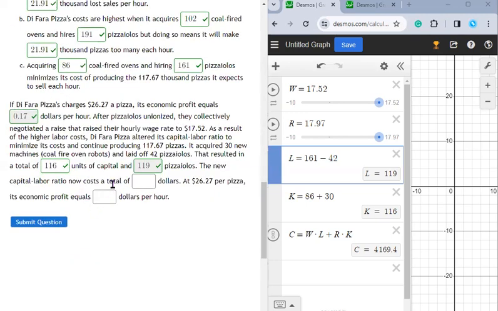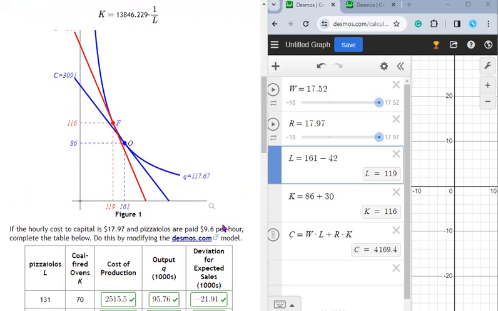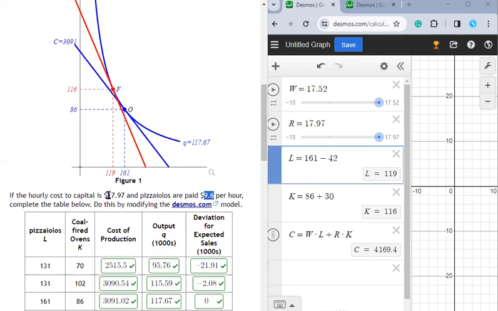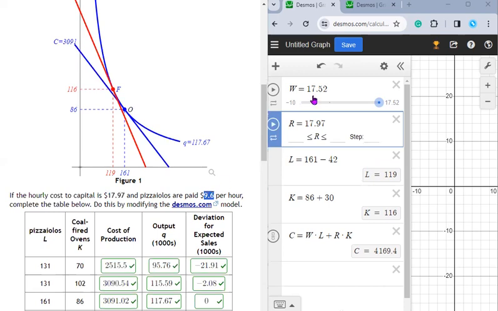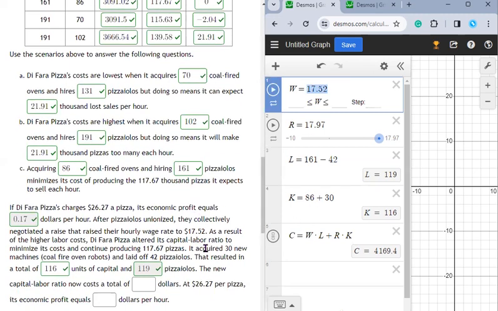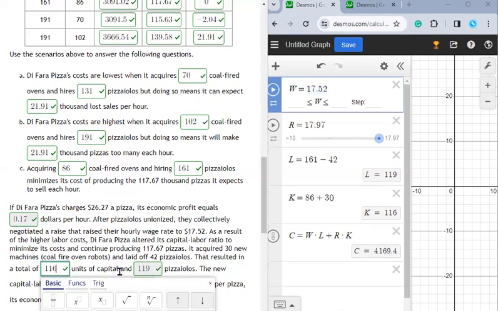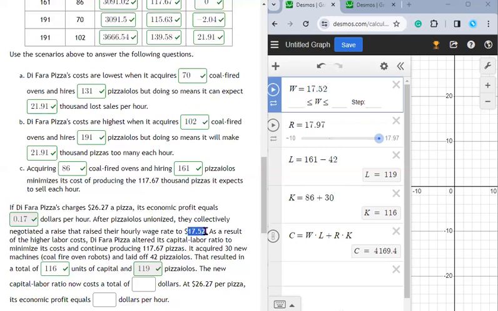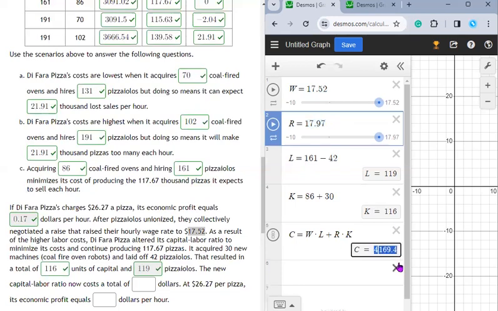The new capital labor ratio costs a total of what? So we have to change the wage rate. The wage rate is now $17.52. The wage was $9.60 per hour. Capital is still $17.97, but the hourly wage was negotiated up by the union to $17.52. The new cost of this capital and this labor, where the wage is increased but the price of capital has not, is $4,169.40.